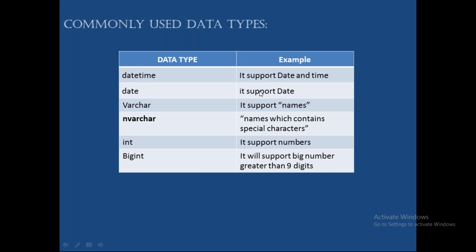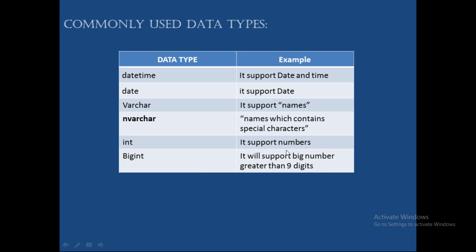Okay, next. Date supports a date. If you give date as a data type, it will take only the date, not the time. If you're considering varchar, it supports only names. So this is special. That's why I have highlighted nvarchar, for names which contain special characters. In a name, you are saying Cloud Pandit and Malaya, something like that. If I use the ampersand symbol, that is a special character in my name. In that case, if you go with varchar, it will not allow it. Nvarchar will allow it.